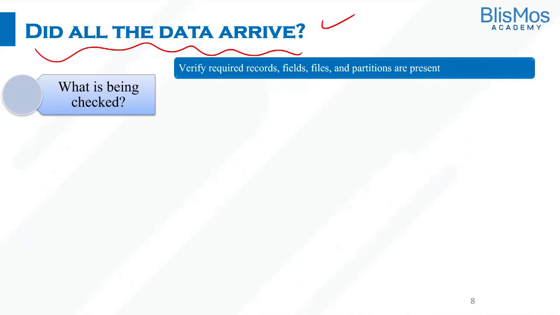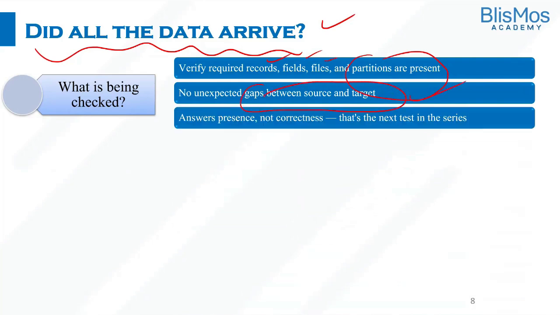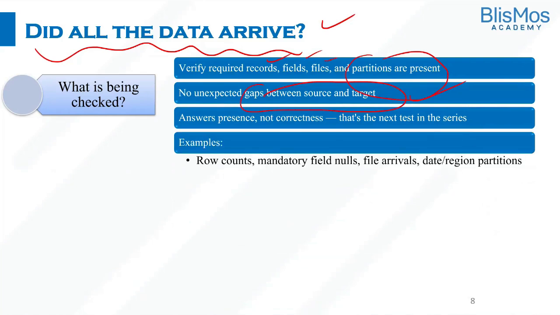As a part of data completeness testing, we'll verify that the records, fields, files and partitions are present. We'll also check if there are any unexpected gaps between the source and target. One example we can take is, yesterday, if we expected 100,000 records and only 70,000 records arrived, that is the first completeness problem.